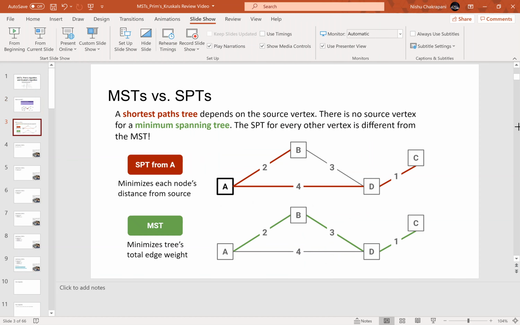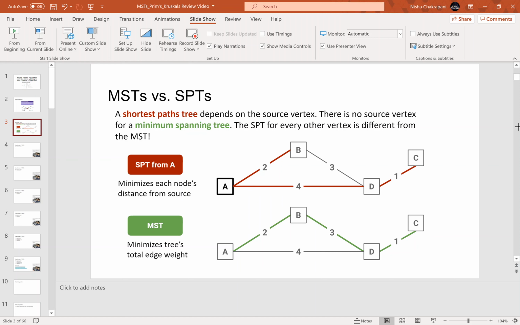Now, a key distinction between MSTs and SBTs from a couple weeks ago is that SBTs have to do with starting from one certain source node. So you're saying, starting from, in this instance, A, what's the cheapest way to get to B from A? And also, what's the cheapest way to get to D from A? And so on and so forth. It doesn't look at the graph as a whole. It's not meant to be minimizing the total cost of the graph. It's minimizing the total cost from node A.